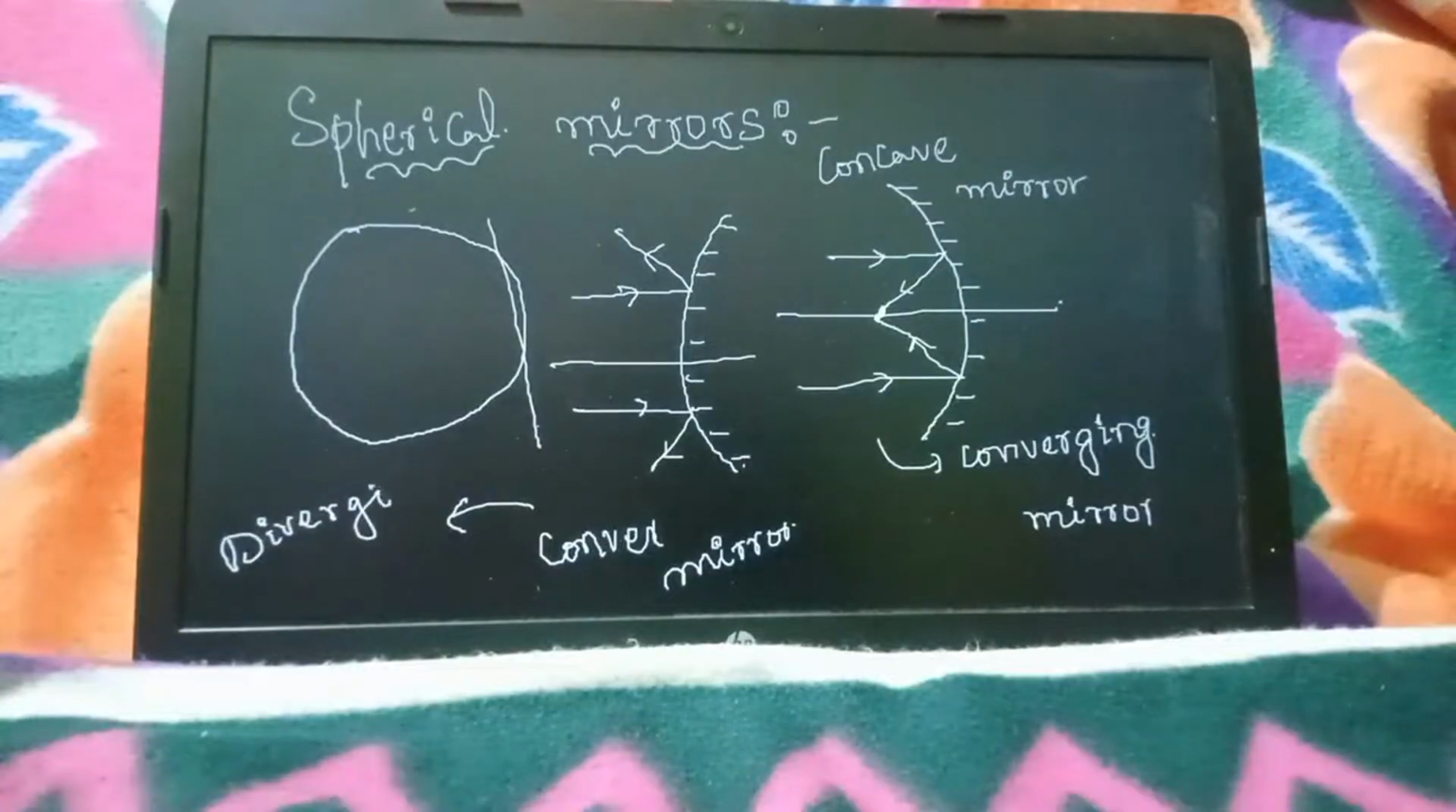A convex mirror is known as a diverging mirror because the light rays are moving away from the principal axis. That's why the convex mirror is also known as a diverging mirror, whereas the concave mirror is known as a converging mirror because after reflection, light rays will be converged.